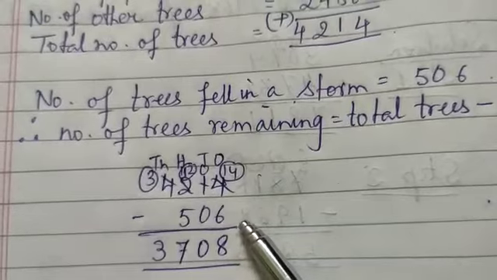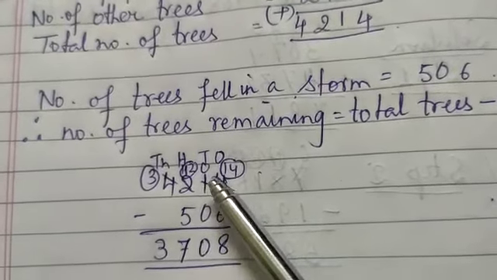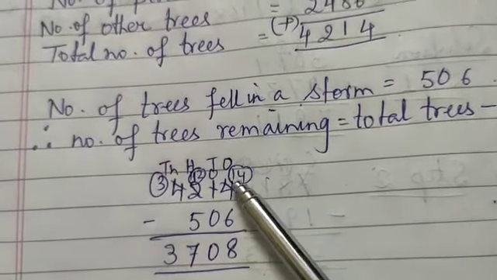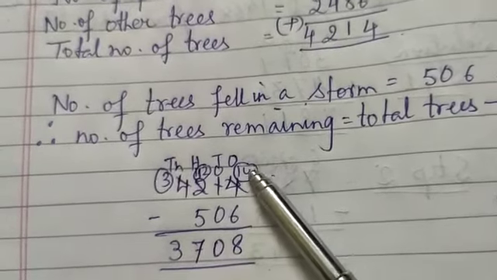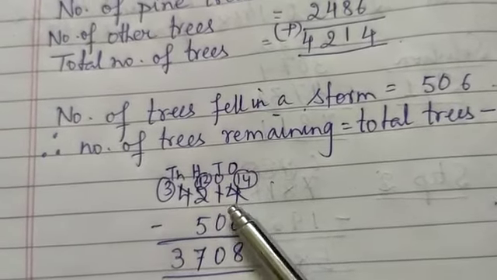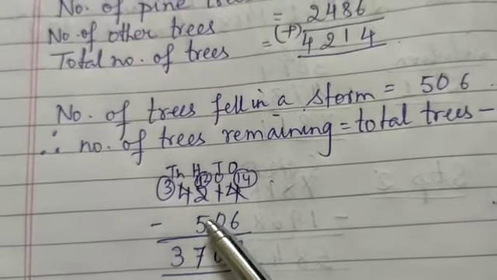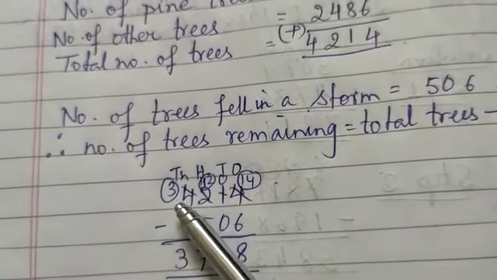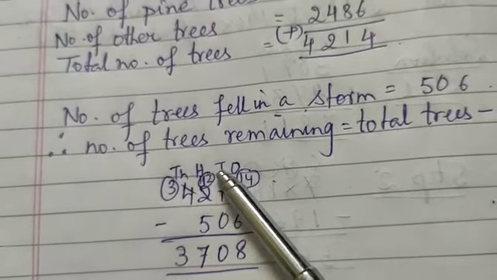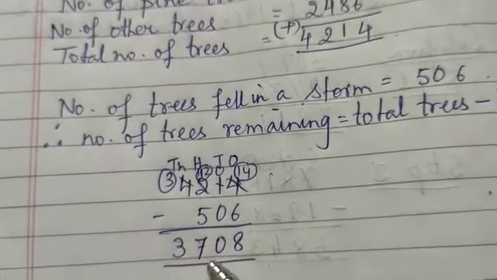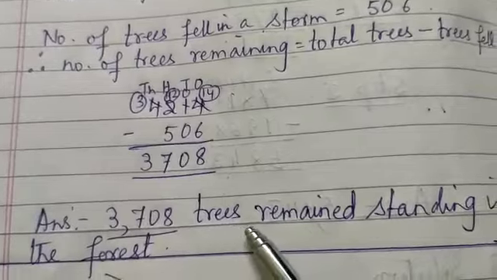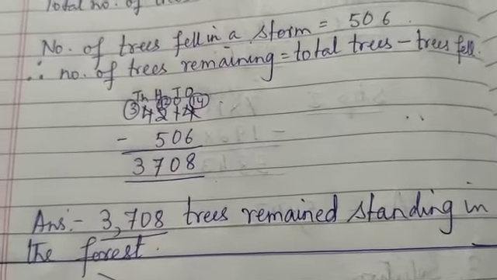4 is less than 6. So borrow 1 from the tens column. 1 ten becomes 0 tens. Now change 1 ten to 10 ones. 10 plus 4, 14. 14 minus 6 is 8 ones. And 0 minus 0 is 0. Now 2 is less than 5. So borrow 1 from the thousands column. 4000 becomes 3000 and 1000 changes to 10 hundreds. 10 plus 2, 1200 minus 500 is 700. And 3 bring it down. So your answer is 3708 trees remain standing in the forest.